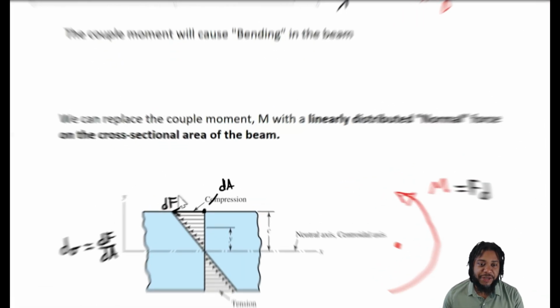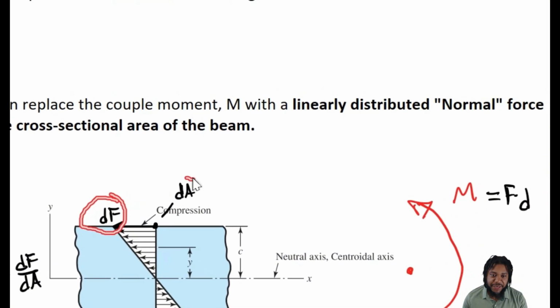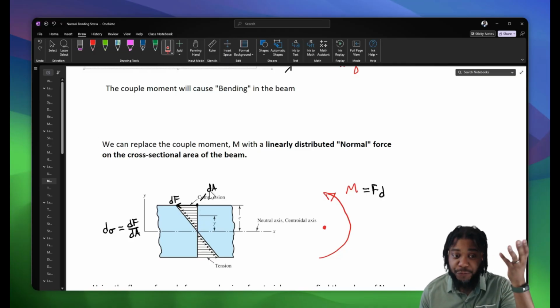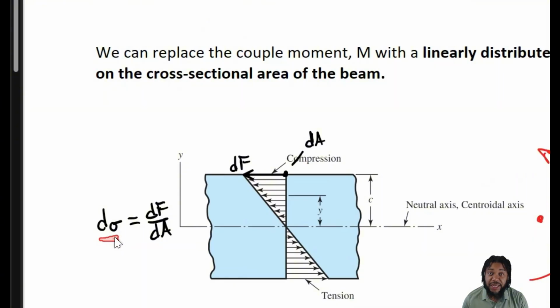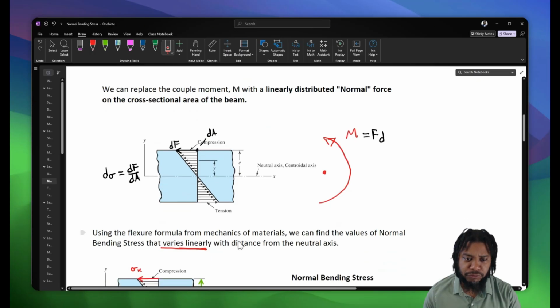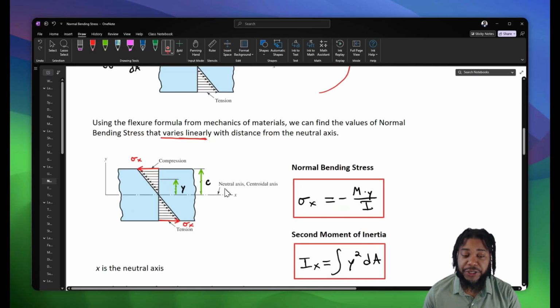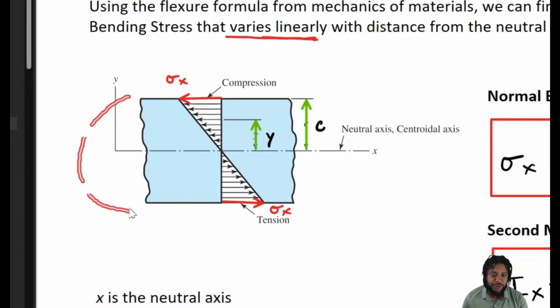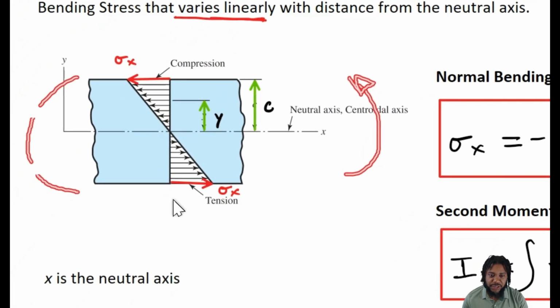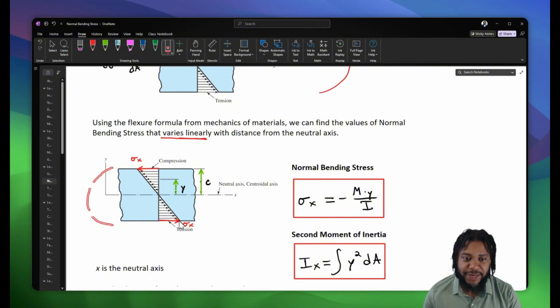Now, let's also note that if force is distributed and the area of each of those at a distance is changing, say we have a differential area, then we can also say that stress is linearly distributed across the cross section. So using the flexural formula, we can come up with this distribution of stress, where depending on the coupled moment, on one side we have a normal bending stress that is maximized in tension, and on the other end of the beam, we have a normal bending stress that is in compression, right?